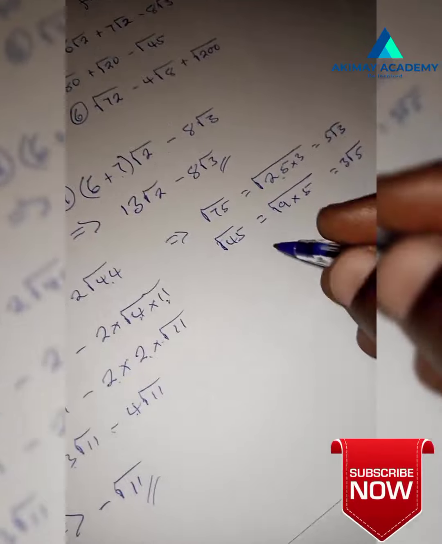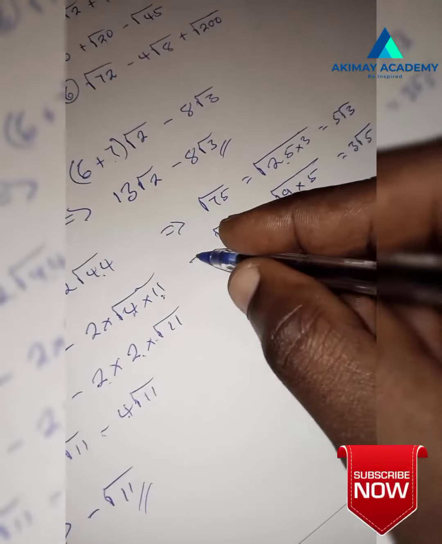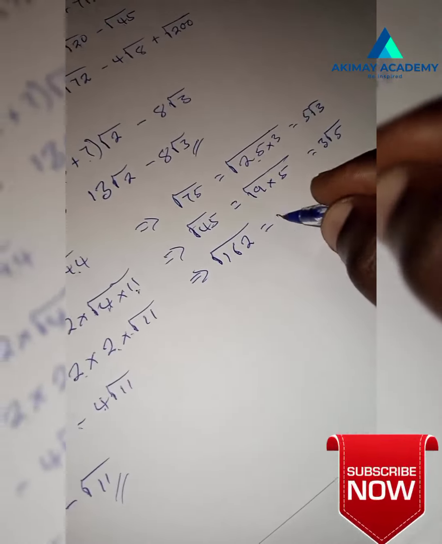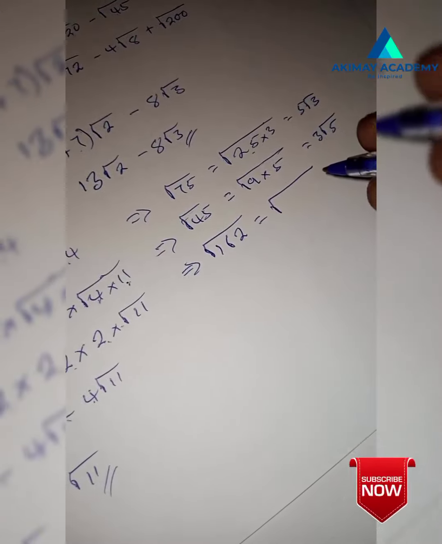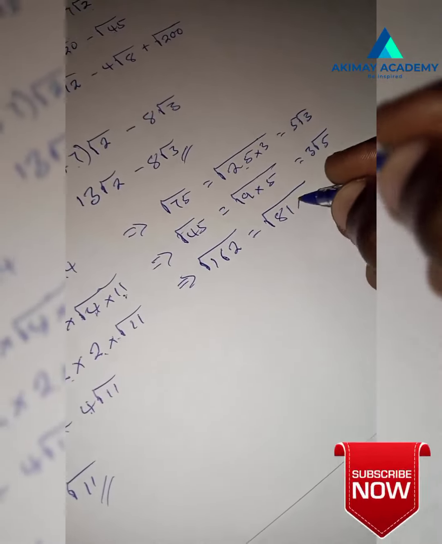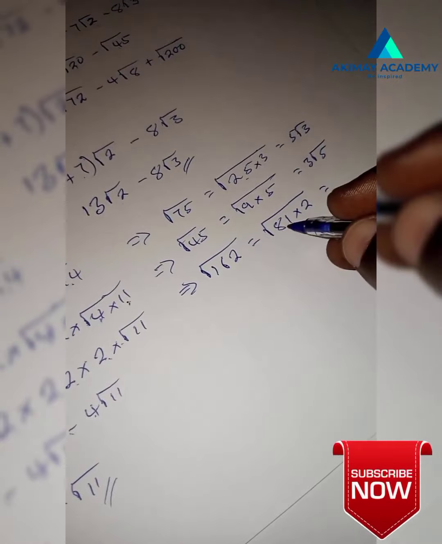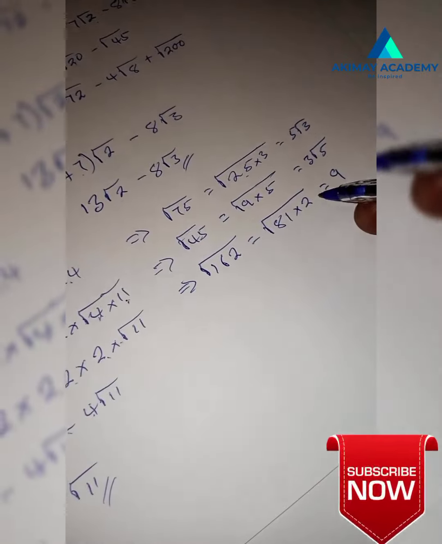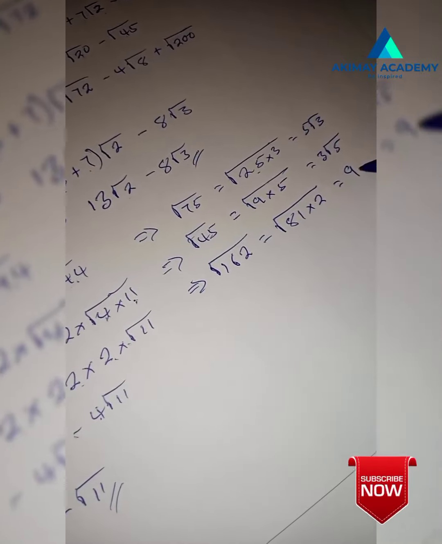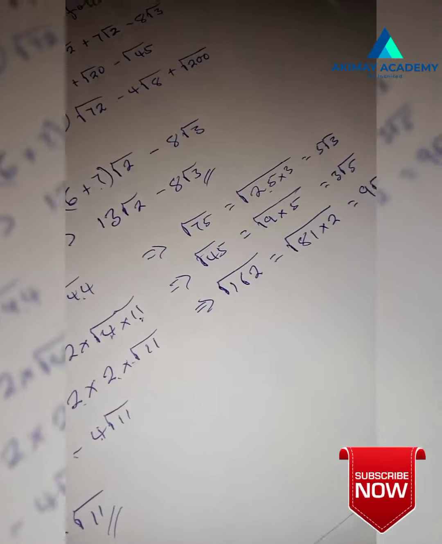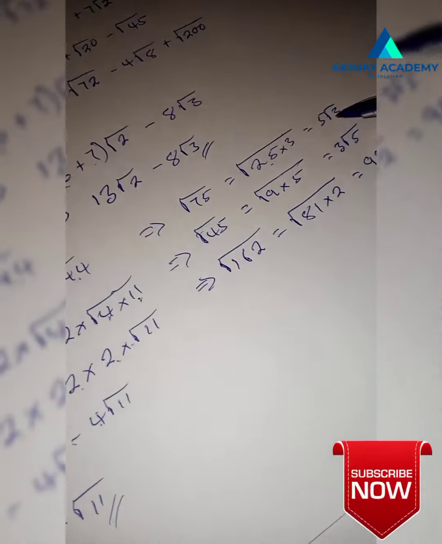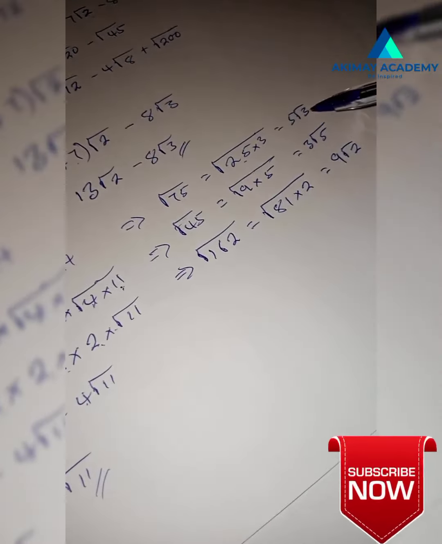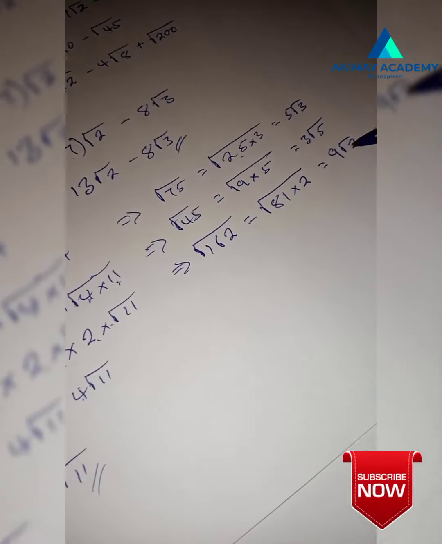Then the last number, root 162. Two numbers, one perfect, one non-perfect. So we have 81 times 2. The square root of 81 is 9, and the square root of 2, which is non-perfect, stays inside the radical sign. Now if you look at this, you could see that the numbers under the radical signs are not the same, and there will be no way we can make them the same.